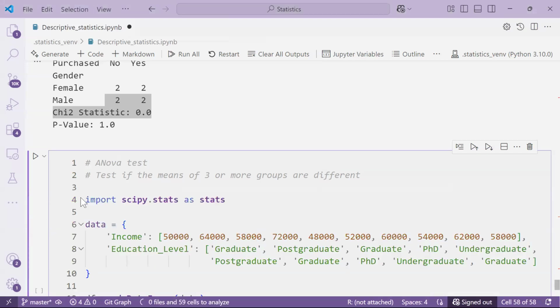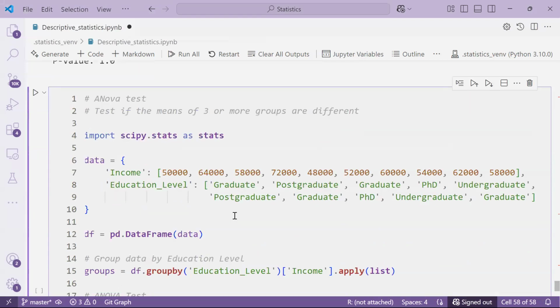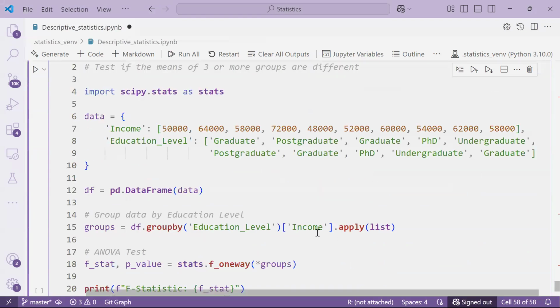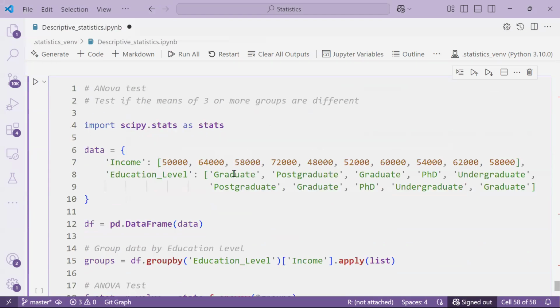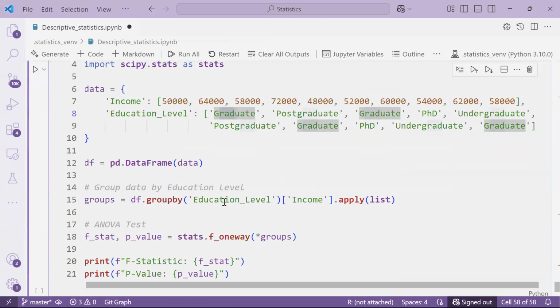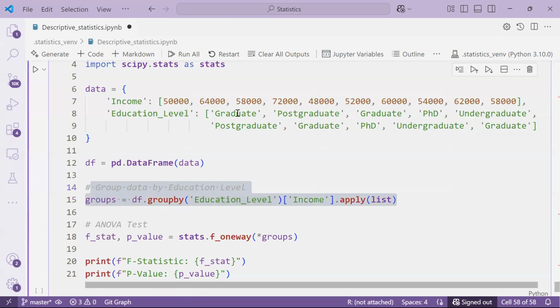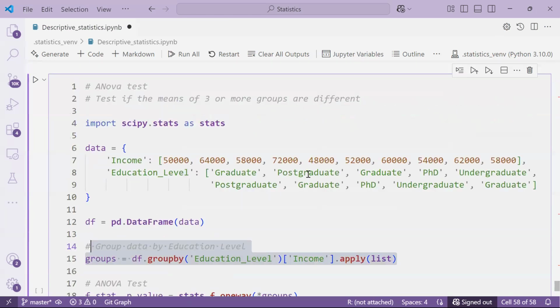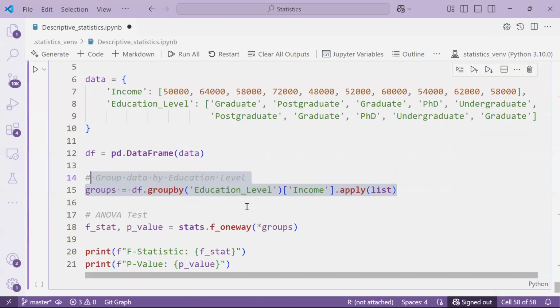Okay, this is the data, right? So income and education level, and this is one specific person's income as well as his education level. Now I want to group and apply the test. So how many groups are there in education level? Graduate is one, postgraduate and PhD are different groups, right? So we are taking the group by education level and the corresponding income. Three groups are there.